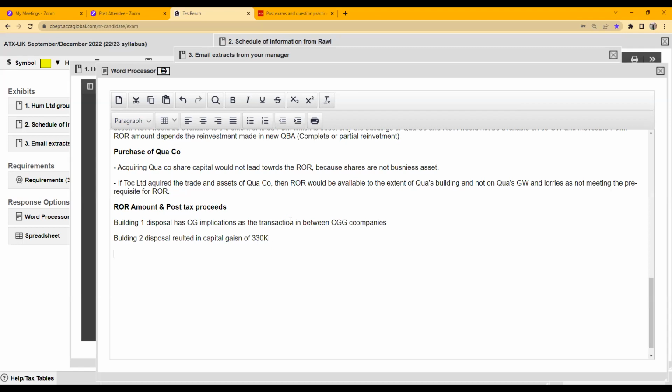And for building two, we are going to calculate the post-tax proceeds. Proceeds from building two, which is mentioned in the situation: you receive 650,000 on the disposal of building two.